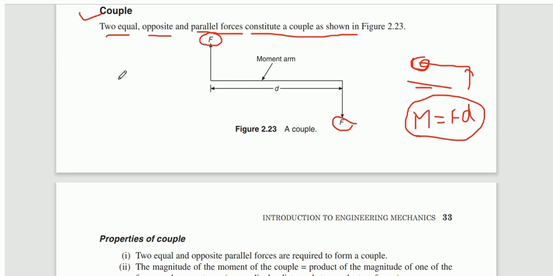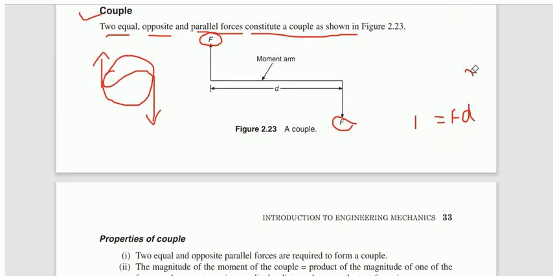The best example for the couple force is the steering of a vehicle. It may be a car or any vehicle. Whatever the steering is, you are applying forces equal and in opposite direction. Whenever you are rotating the steering, we are applying the force like this, right? So this type of force system we call a couple here.